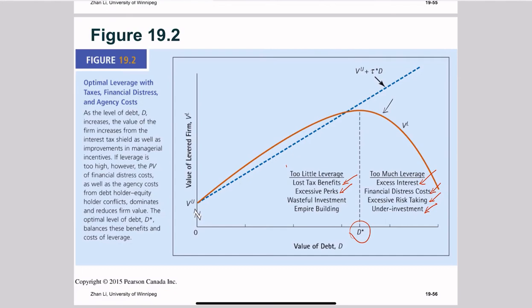And then wasteful investment, right? This is because if there is too little debt, then the firm would have abundant free cash flows. In this case, with a lot of money in their pockets, managers can engage in wasteful investment. Why do they want to do this wasteful investment? Well, because they have this empire building preference. Right?